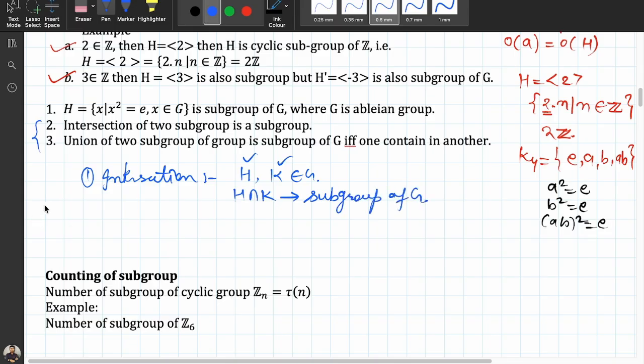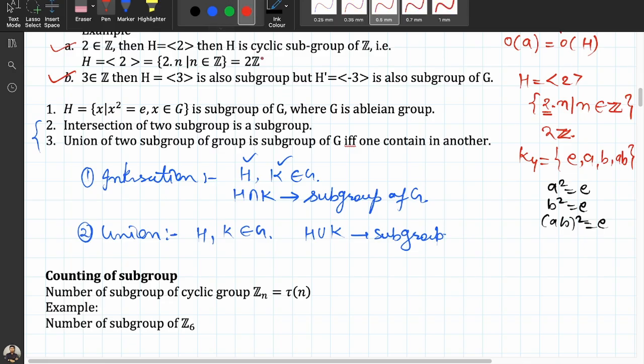Now the next property is the union of two subgroups. Let's say H and K are both subgroups of G. Now I'm talking about the union, H union K. Will this be a subgroup or not? It is not necessarily always a subgroup. It will be a subgroup if and only if one contains the other.